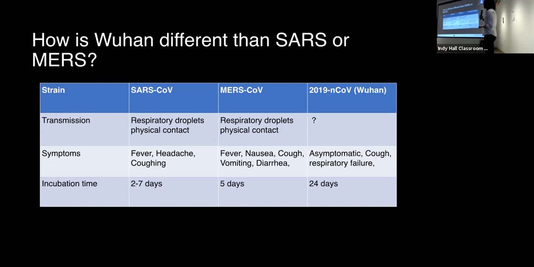We know that respiratory droplets and physical contact have been involved in Wuhan, but there are also unknowns. The main big difference between SARS, MERS, and the most recent coronavirus is that there are asymptomatic individuals. Both SARS and MERS did not have asymptomatic cases. So a lot of scientists are confused and wondering what to do about this, because it's harder to track overall epidemiology data. How do you check if someone's asymptomatic?